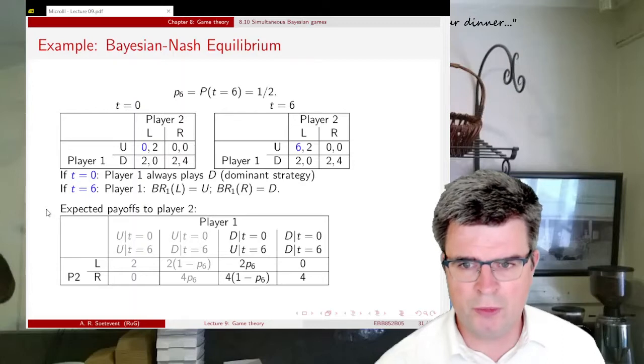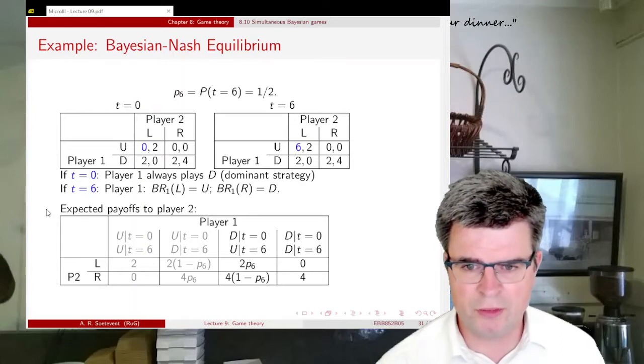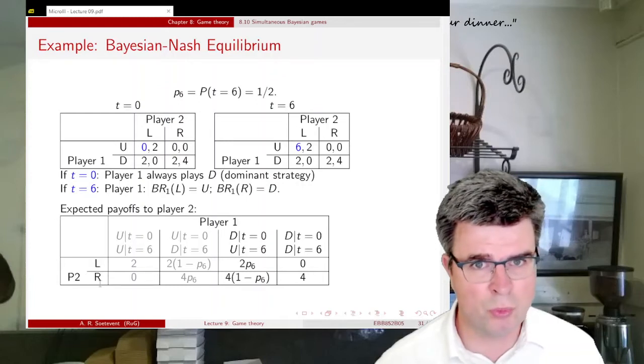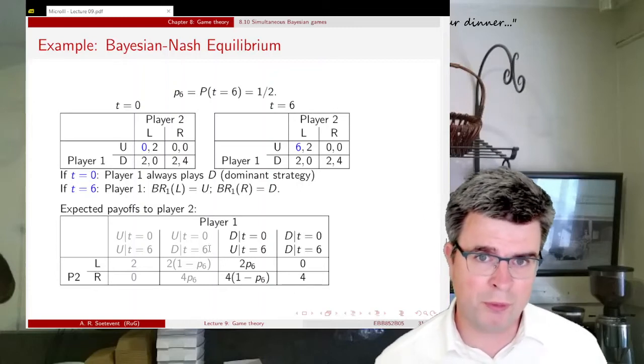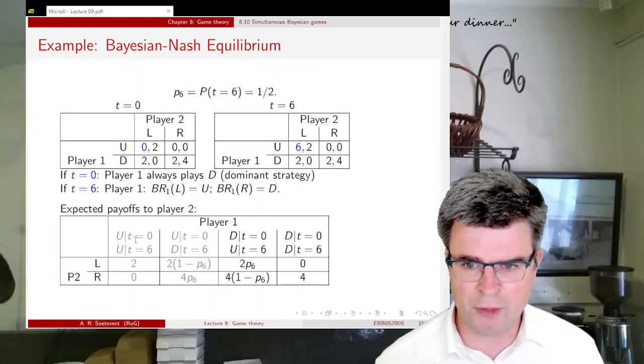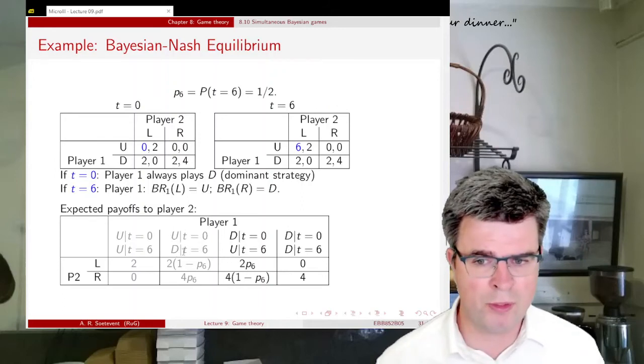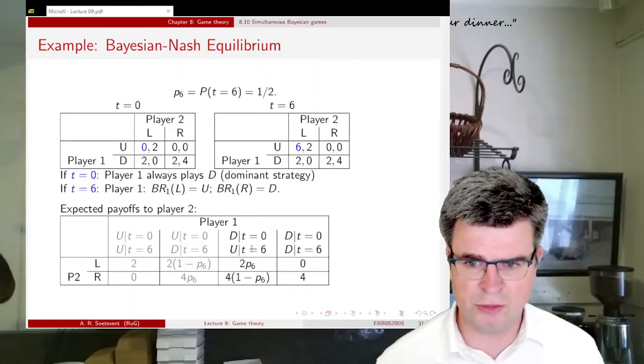Another way to show this is the way it's done in the book. So we have two possible equilibria. Player 2 has only two options, left or right, and player 1 has the options up and down, but in addition can also condition on the type. So he has 4 flavors. He can go for up always, he can go for down always, and he can decide to go for up if he's of type T is 0, down if he's of type T is 6, or down if he's of type T is 0, and up if he's of type T is 6.